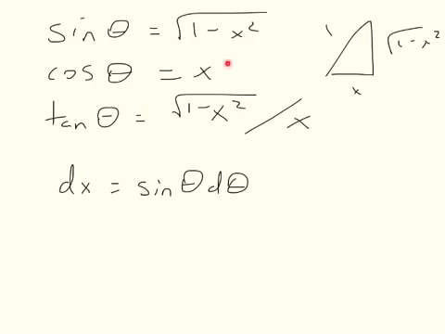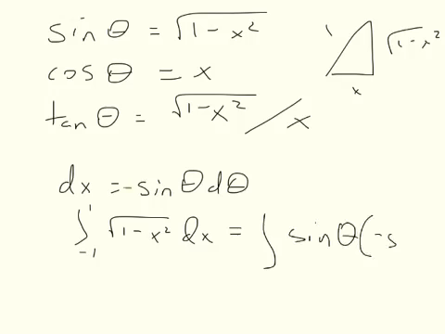So to figure out what dx is, we're just going to differentiate this, and we get dx is equal to sine theta d theta. Wait, that's not right. It's actually equal to negative sine theta d theta. So let's be sure to get that negative sign right. That's an easy mistake to make. And now let's go ahead and set up our integral. So the integral from -1 to 1 of the square root of 1 minus x squared dx becomes an integral, and that square root of 1 minus x squared becomes a sine theta, and then the dx becomes a negative sine theta d theta.